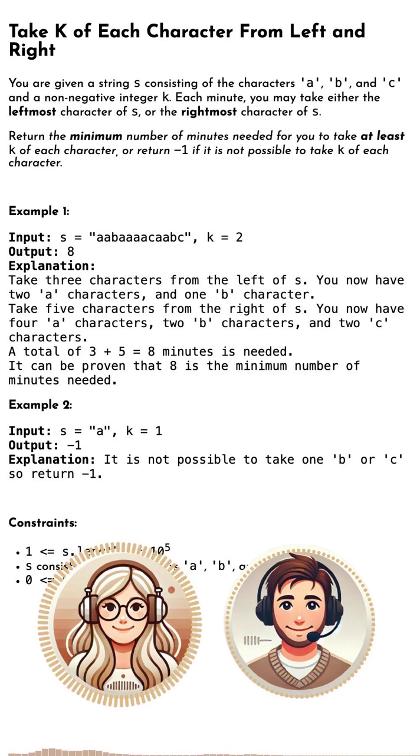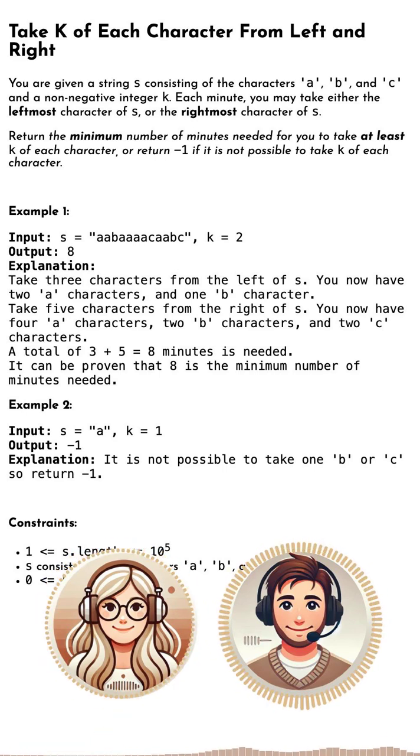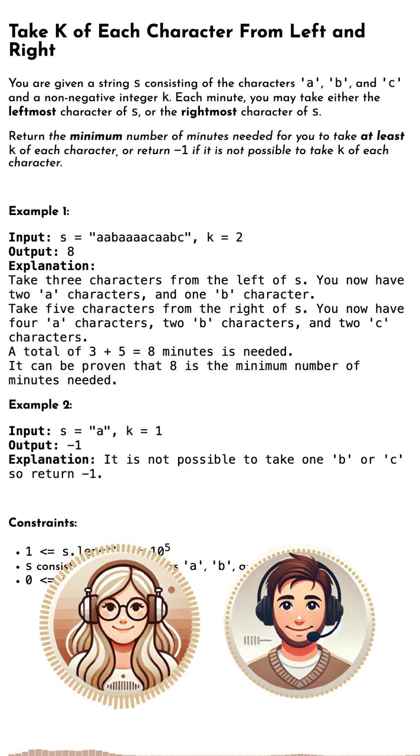Makes sense. But what about another edge case? What if K is 0? Does that mean we don't take any steps at all? Yeah, exactly. If K is 0, our task is already done. We have at least 0 of each letter, which is always true. It's a simple case, but important to handle correctly in our code. These edge cases are where thoroughness really pays off.